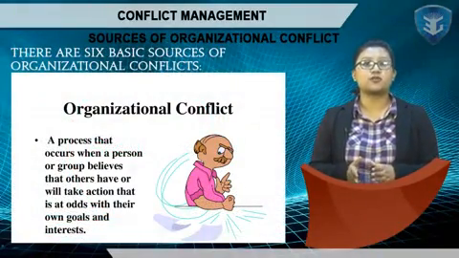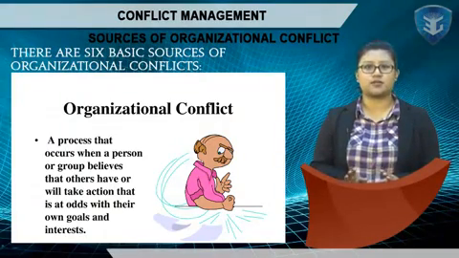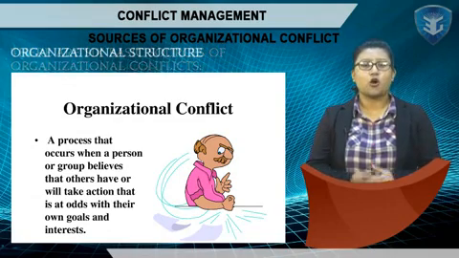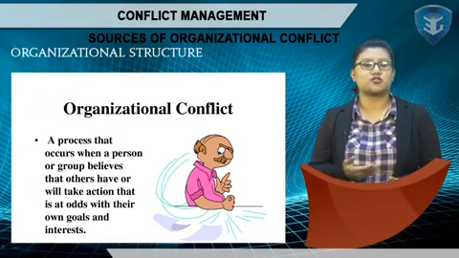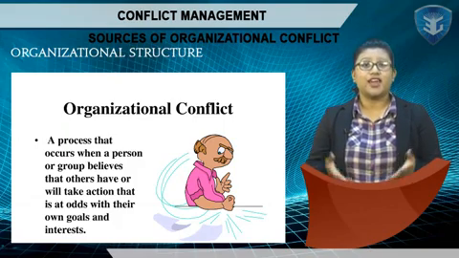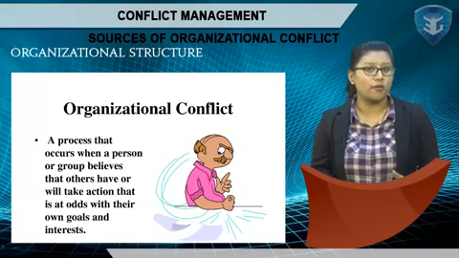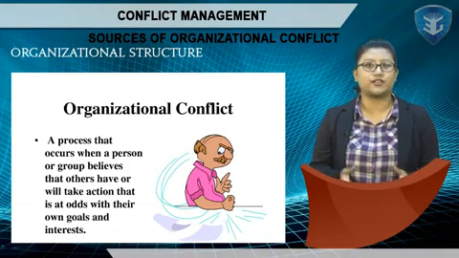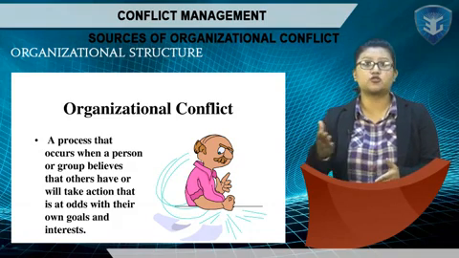Let's know the sources of organizational conflict. There are 6 basic sources of organizational conflict. Organizational structure. Conflict tends to take different forms depending upon the organizational structure. For example, if a company uses a matrix structure as its organizational form, it will have decisional conflict built in because the structure specifies that each manager reports to 2 bosses.